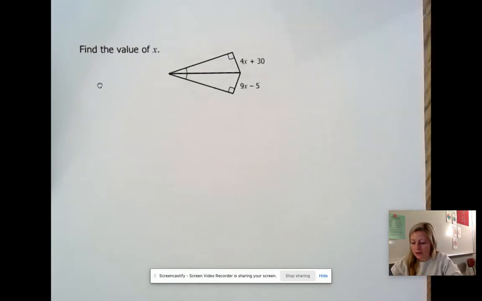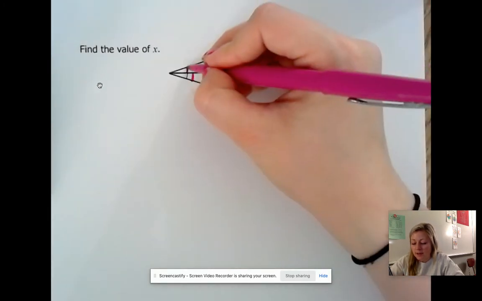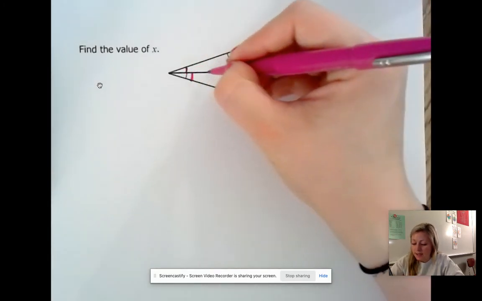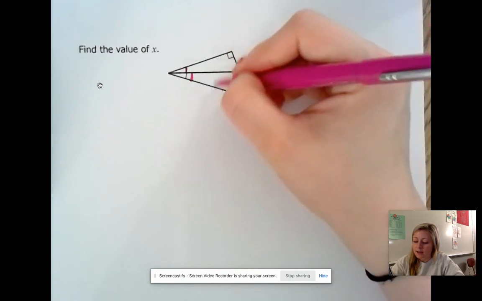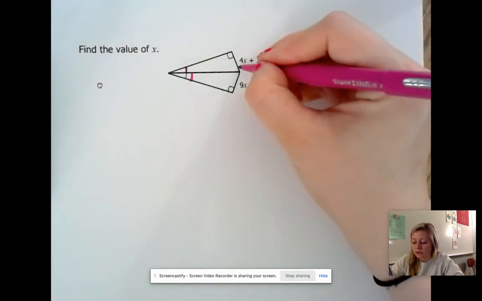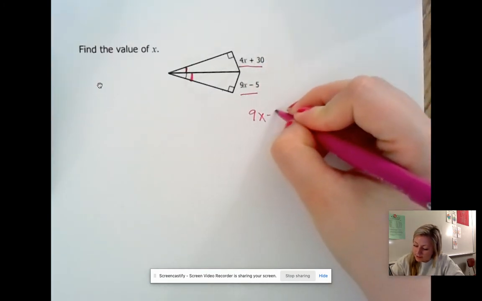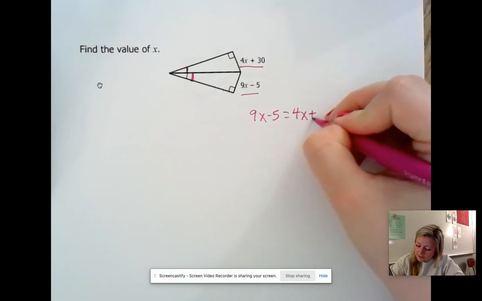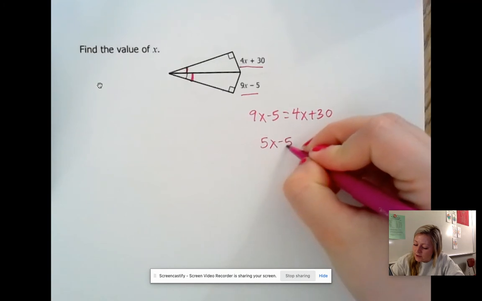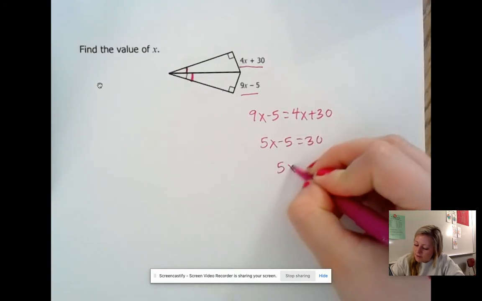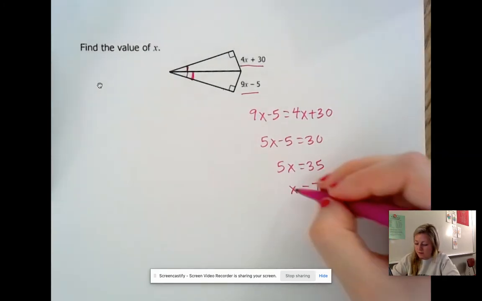Okay, we are asked to find the value of x. So if we look here, I know it's an angle bisector, right? Because my angle is being cut in half. Then we said any point that falls on that angle bisector is the same distance away from the sides of the triangle. So long story short, this guy is congruent to this guy. So 9x minus 5 is congruent to 5x plus 30. Bring over our x's to the left side. So we have 5x minus 5 equals 30. 5x equals 35. X equals 7. Woohoo!